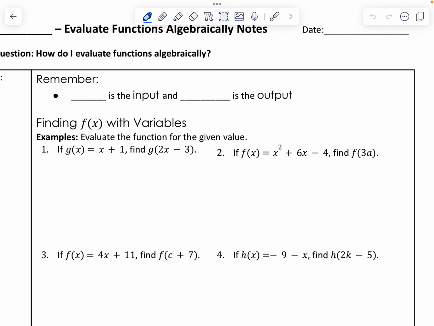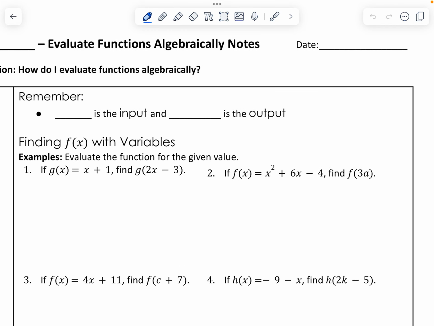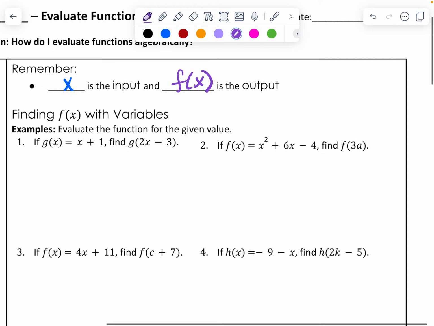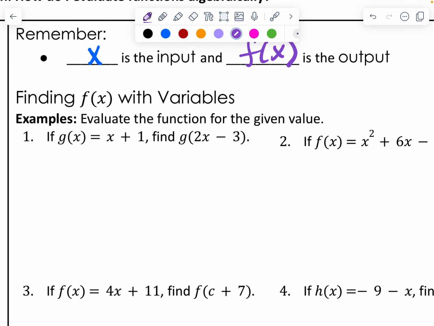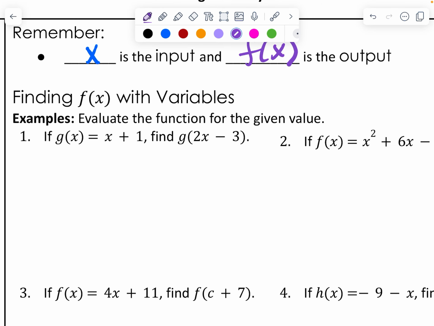Okay, today we are still evaluating functions algebraically, but we're going to be working on two new skills. So remember that x is the input and f of x is the output. We've already learned how to evaluate a function algebraically when the input is a number. Now we're going to be finding f of x when there are variables or an expression. So there are a few more steps when there is a variable in the input.